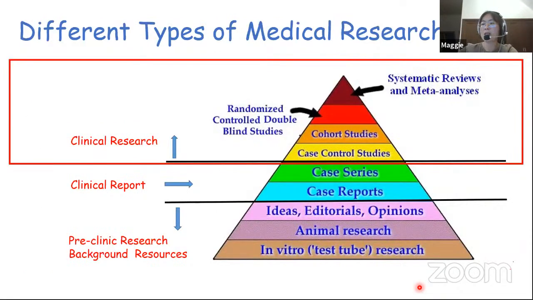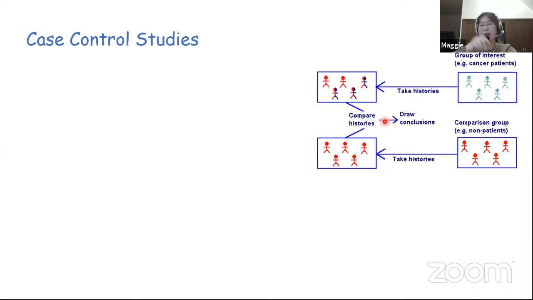Okay, so we have finished the clinical report, which includes the case series and case reports. And next is the top level of the clinical research, including the case control studies, cohort studies, and the randomized control study, and the systematic reviews and meta-analysis. Let's introduce them one by one.